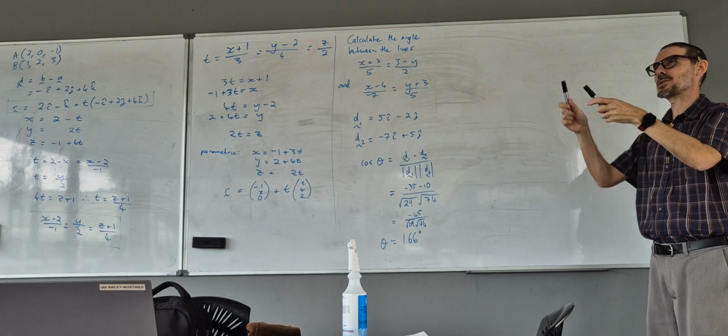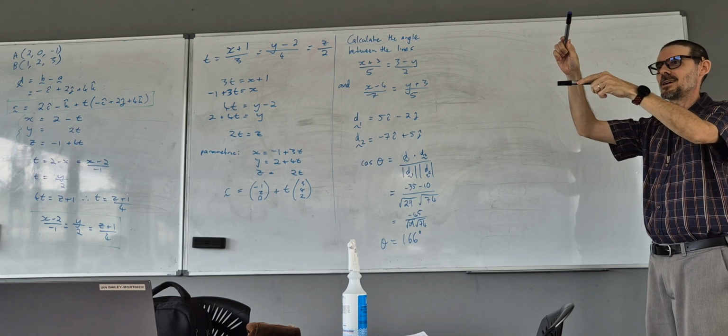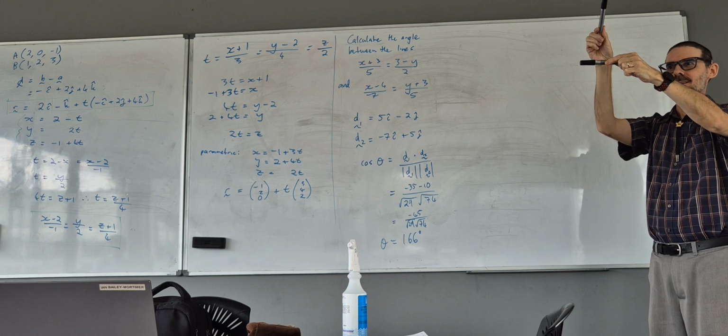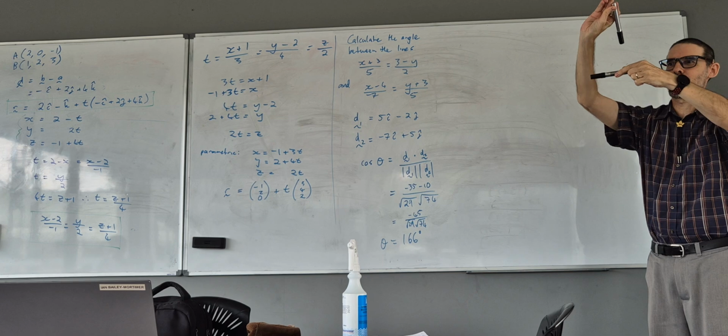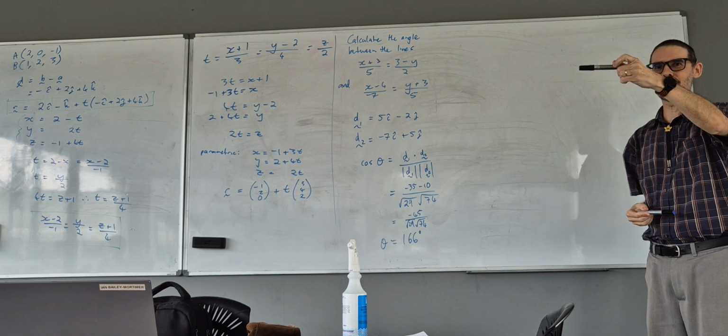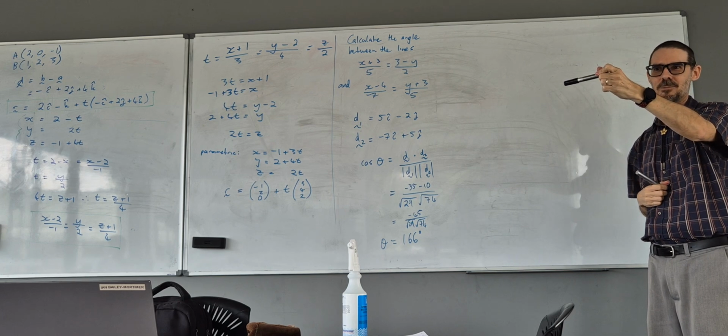If I want to find out whether two lines are perpendicular, realise this is perpendicular, so is that, so is that, so is that. All of those are perpendicular. There's an infinite number of lines perpendicular to a given line in 3 dimensions.